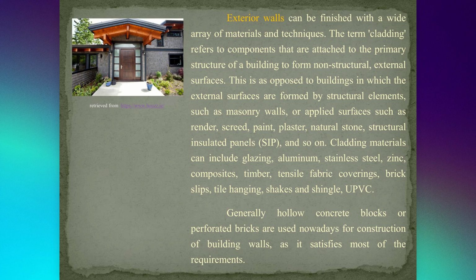Cladding materials can include glazing, aluminum, stainless steel, zinc, composites, timber, tensile fabric coverings, brick slips, tile hanging, shakes, and shingle, UPVC. Generally, hollow concrete blocks or perforated bricks are used nowadays for construction of building walls, as it satisfies most of the requirements.